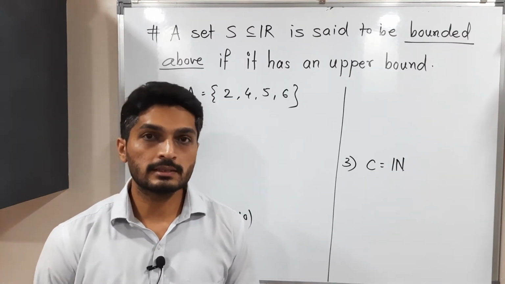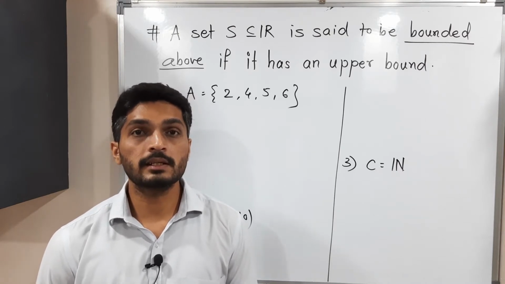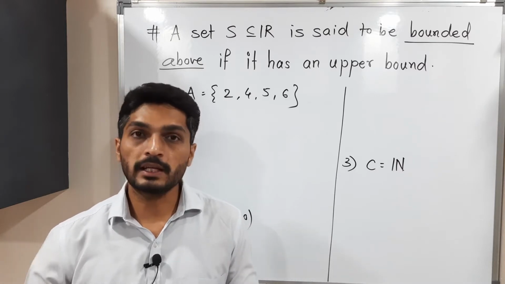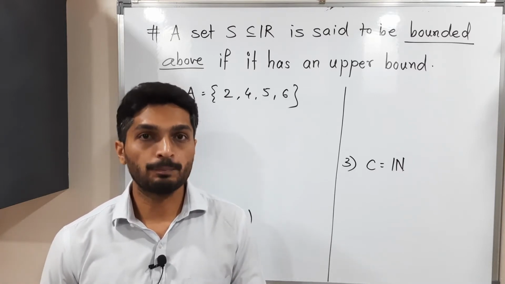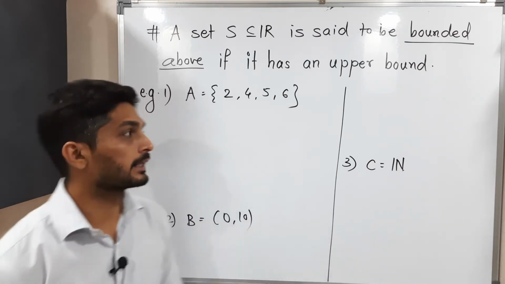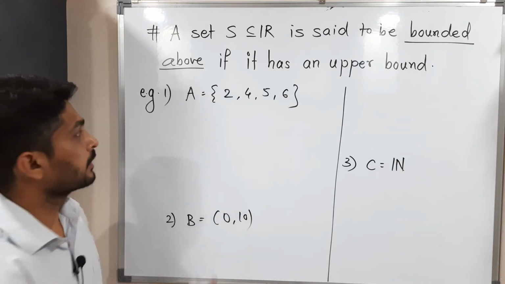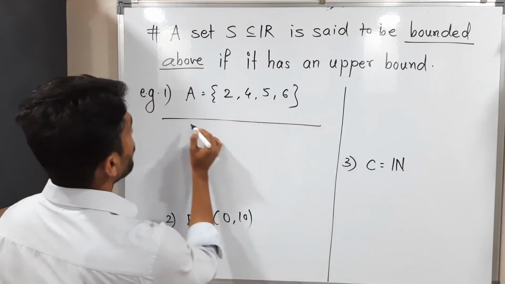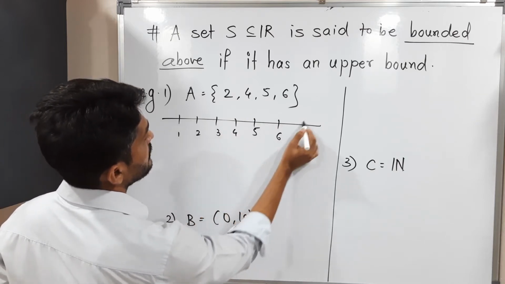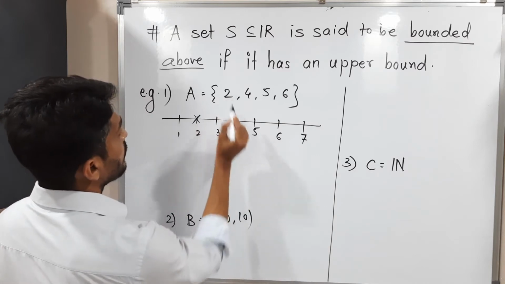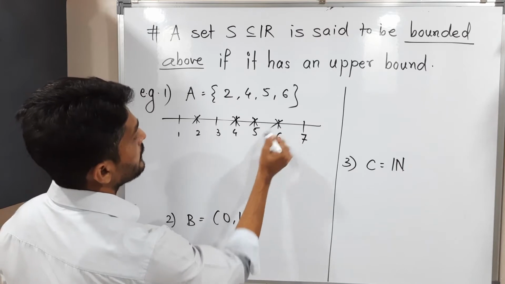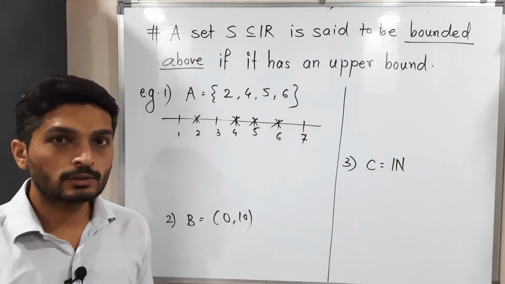So let us discuss the next definition, that is when we say a set is bounded above. If the given set has an upper bound, then we can say the set is bounded above. Let us discuss a few examples so that we can clear that concept. So we have set A. Set A has only 4 elements: 2, 4, 5, 6. So this given set has only 4 elements.